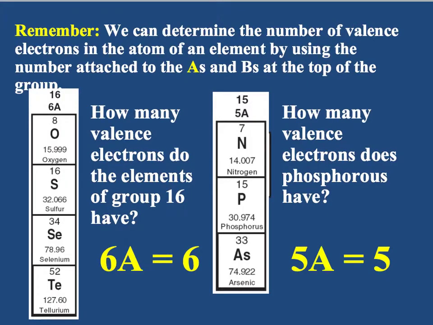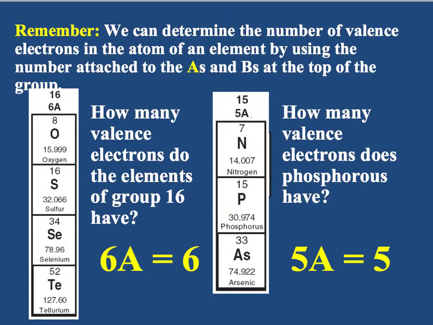So how do we know how many valence electrons an element has by looking at the periodic table? Well, if you look at your periodic table just above the columns, you'd notice two sets of numbers. One number is just a whole number. It doesn't have any letters, and the other number has a letter. Like there's 15 or 5A, and then over here there's 16 or 6A.